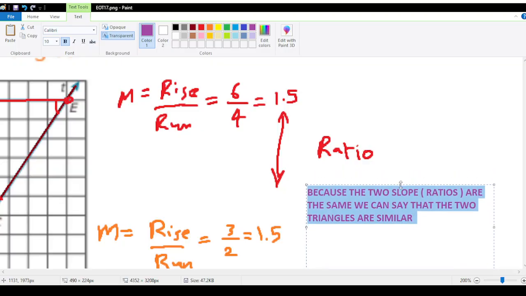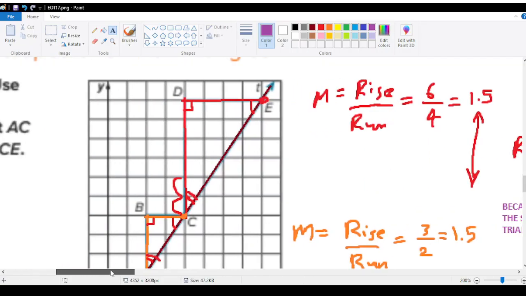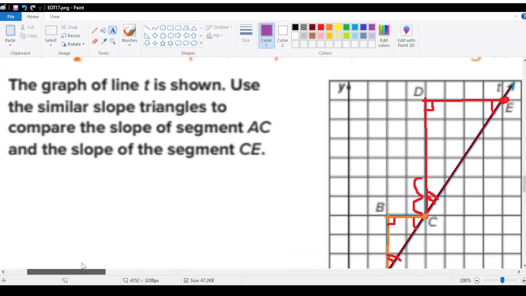Now, we are talking about these two triangles. They are similar. Okay. Use the similar slope triangles to compare the slope of AC and the slope of CE. How to compare them? Are they different? No. They are the same. Okay? So slope AC is equal to the slope of what? CE. Now, Shamsa, I'm going to cut it down for you.